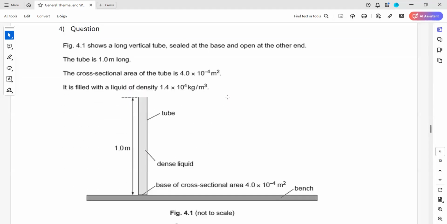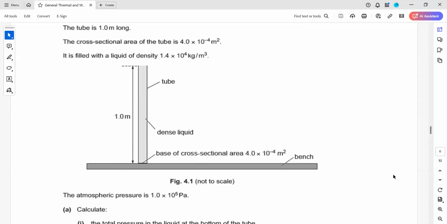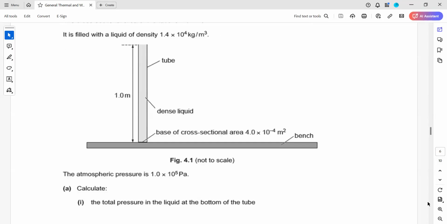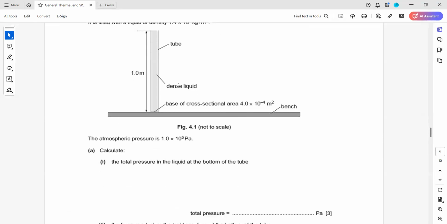Then question 4, figure 4.1 shows a long vertical tube which is sealed at the base and open at the top. The tube is 1 meter long. The cross-sectional area is 4 × 10^-4 meters squared, and it is filled with a liquid with a density of 1.4 × 10^4 kilograms per meter cubed. Calculate the total pressure in the liquid at the bottom. So how to work out the pressure exerted by the liquid? Pressure exerted by the liquid is density times gravity times depth.